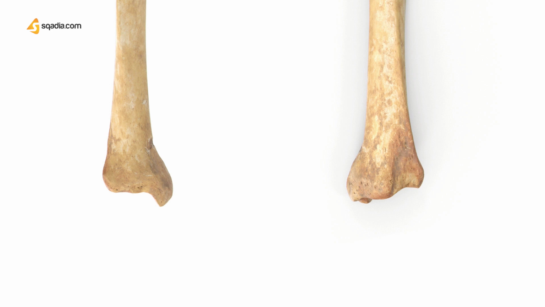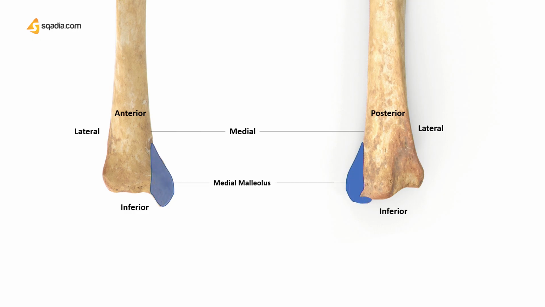The lower end contains 5 surfaces: anterior, posterior, medial, lateral, and inferior surface, of which 2 are of extreme importance. The medial surface, which has a significant bony landmark, as mentioned earlier, the medial malleolus.